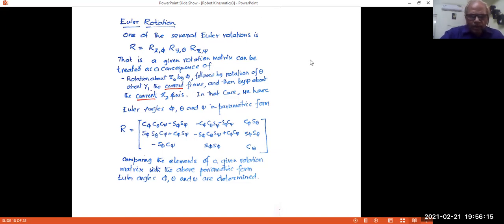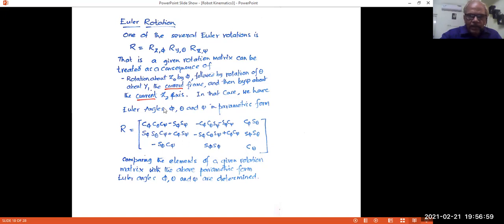Well, suppose you got a frame, a rotation matrix, given as some numbers. Your question is, if I did the Euler rotation, that is first about z by phi, then about the current y by theta, and so on, what are those angles? Well, you compare this parametric form to those numbers and obtain theta, psi, phi. For example, theta is already there. The 3-3 element, cos theta, is equal to some number. So you obtain sin theta as the root of 1 minus cos squared theta. From sin theta and cos theta you will get tan theta, and tan inverse of that will give you theta. So from theta, you find phi and then psi.